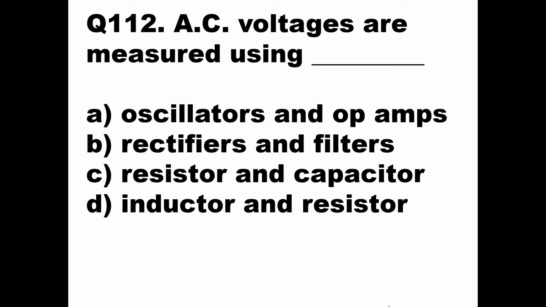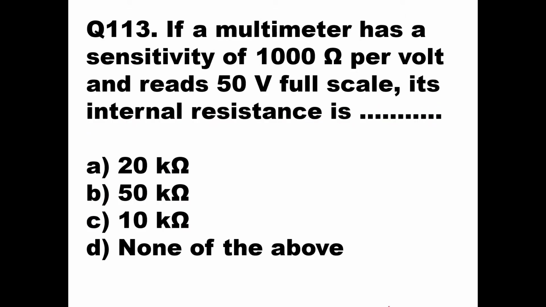So obviously it is option B, because AC has to be converted to DC, or AC has to be filtered, or AC has to be amplified. So in all these cases, option B will be the general statement, rectifiers and filters. AC voltages are measured using rectifiers and filters. So option B is the right answer. Then we'll go to the next question, question number 113.